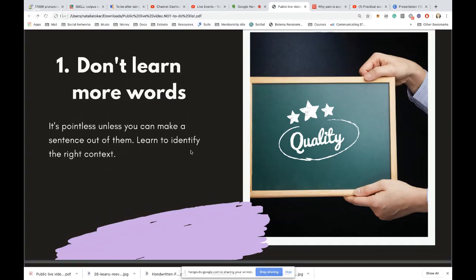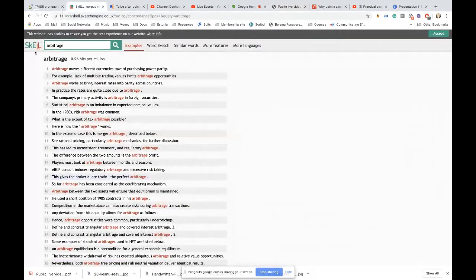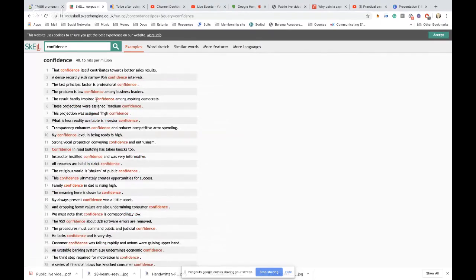If you learn 2 word combinations, 2 phrases every day, it's a lot better than learning 20 or 50 new words every day. Let's use a different word, come back to the word confidence, right? If you learn 2 word combinations today, for example, low confidence, the problem is low confidence, or if you learn this one, I like it.